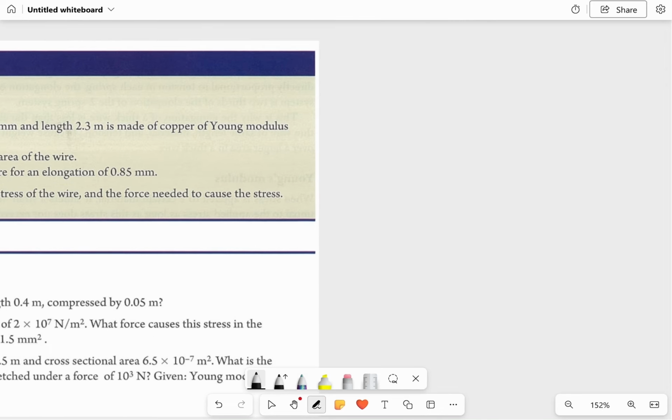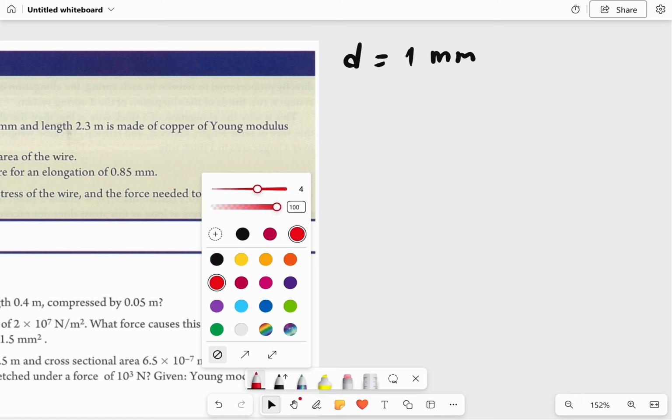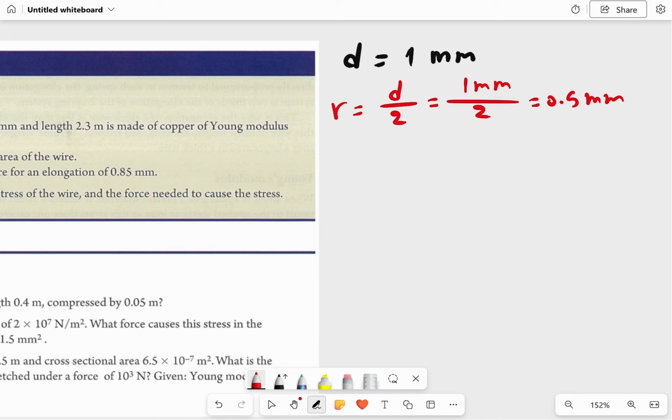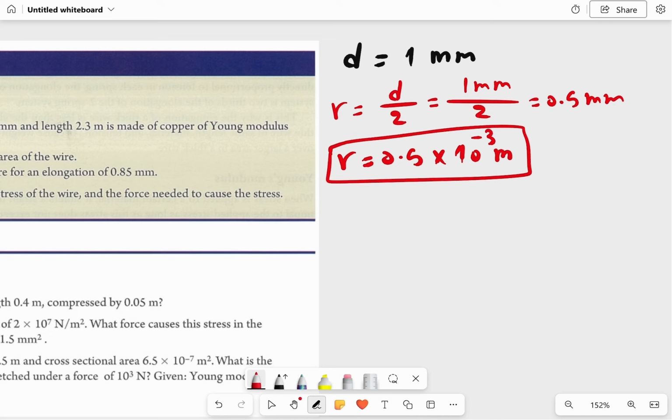Okay? So we have diameter is equal to 1 millimeter. Radius will be what, guys? Radius will be diameter over 2. So you have 1 millimeter divided by 2. You have 0.5 millimeter. And then change this millimeter to meter. So you have radius is equal to 0.5 times 10 to the power of minus 3 meter. This is radius, and I will use this radius to find area with it, okay?